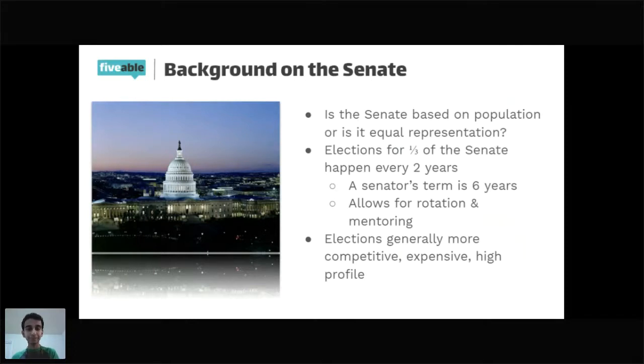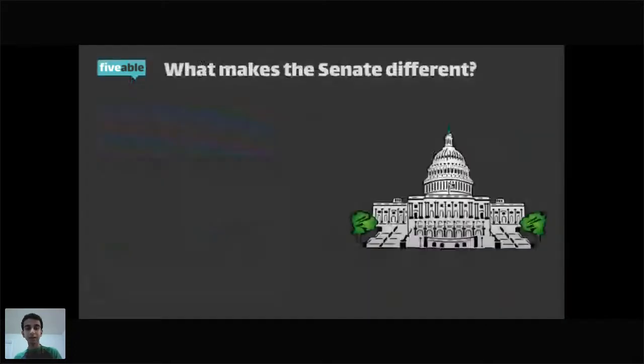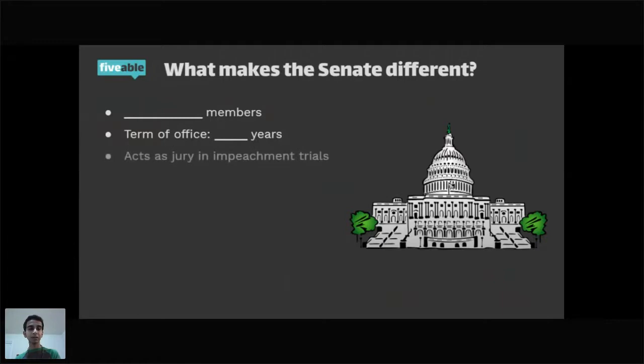All right. Next slide. What makes the Senate different? Like we talked about, the Senate is very different. Can someone tell me how many members there are in the Senate? 100, right? And how long is their term of office? 6 years. So again, those are two key differences from the House of Representatives.